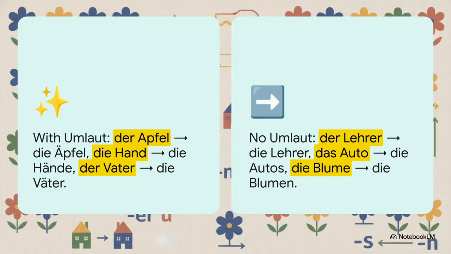And this slide really shows you what I mean. So on the left, you've got words like Apfel or Vater. They get that umlaut power-up when they become plural. But on the right, you've got words that don't. The key takeaway here is pretty simple. When you learn a new noun, you just also learn whether or not it gets an umlaut in the plural. It's part of its identity.